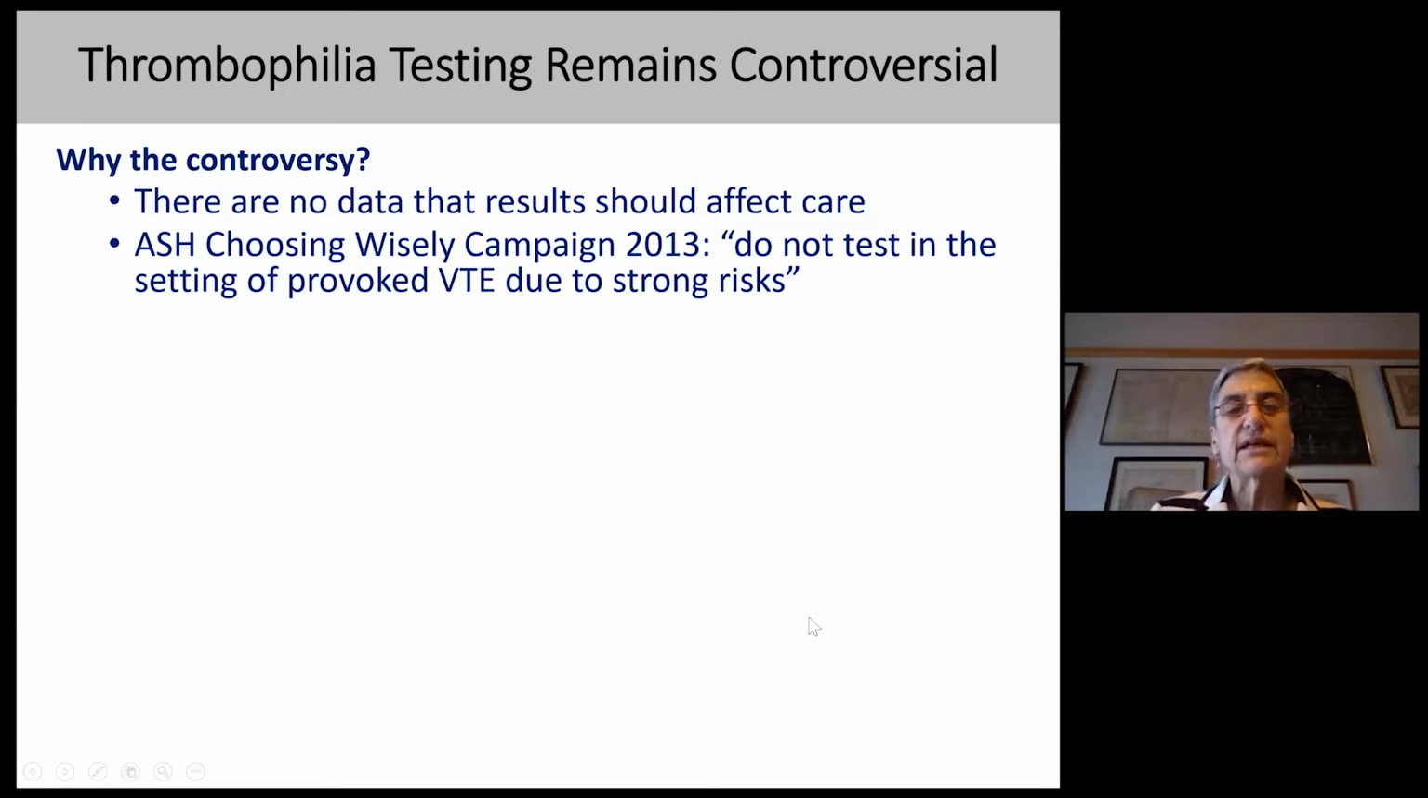So why is there controversy? Well, the reason is that there are no data that say that the results should affect care. As I mentioned earlier, the real decision about how long to anticoagulate someone should be based on whether they have a provoked or an unprovoked venous thrombotic event. And in 2013, for example, the American Society of Hematology recommended that you not test anybody in the setting of a provoked VTE if there are strong risk factors identified.